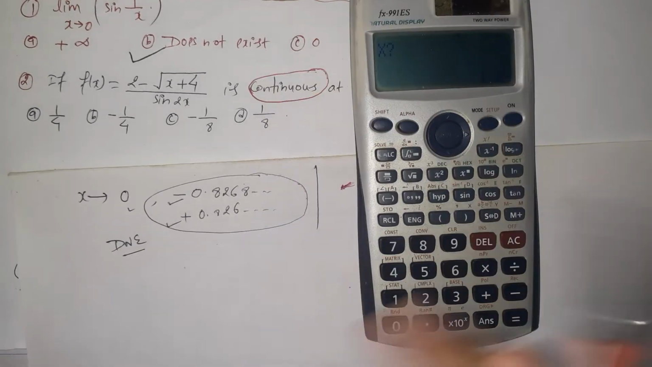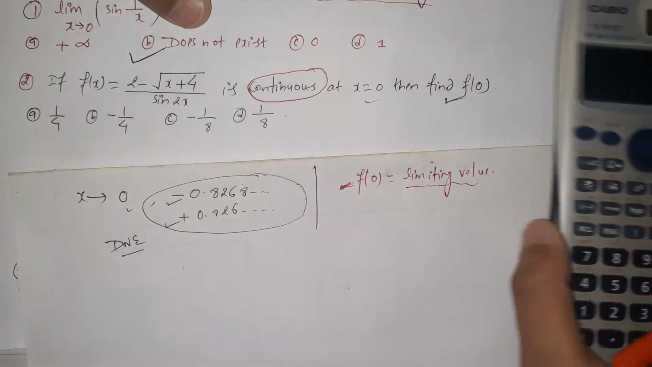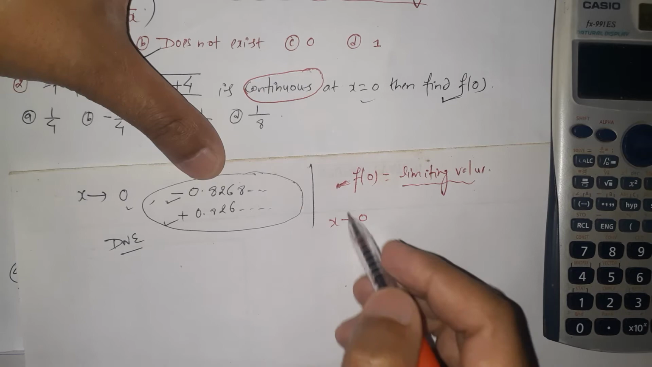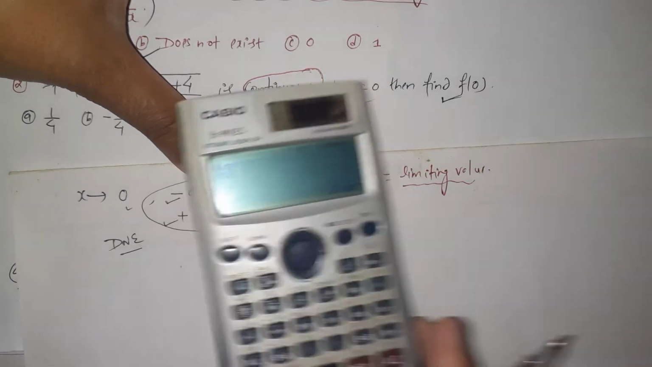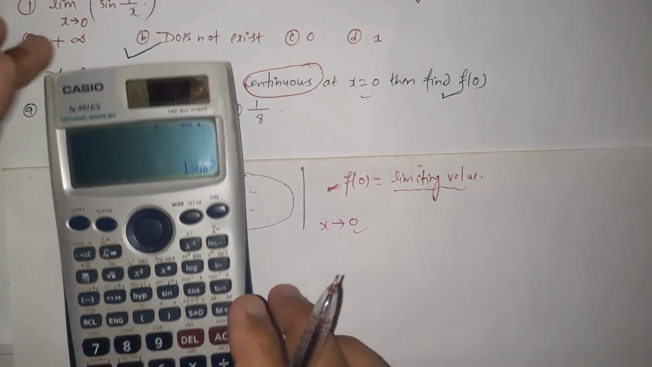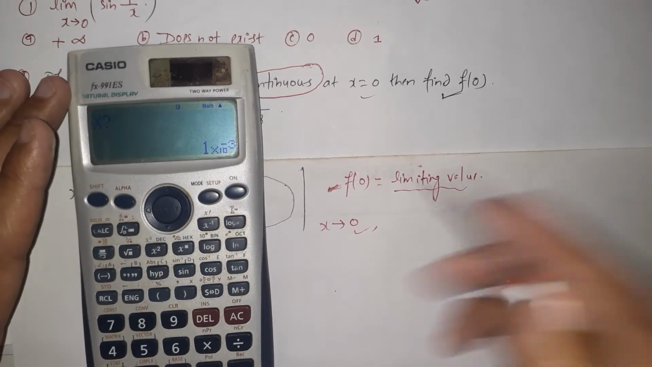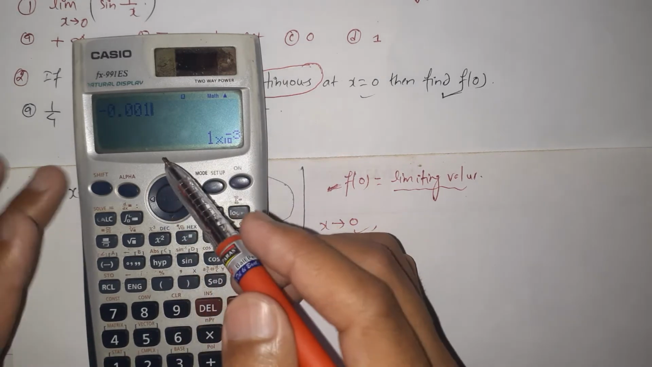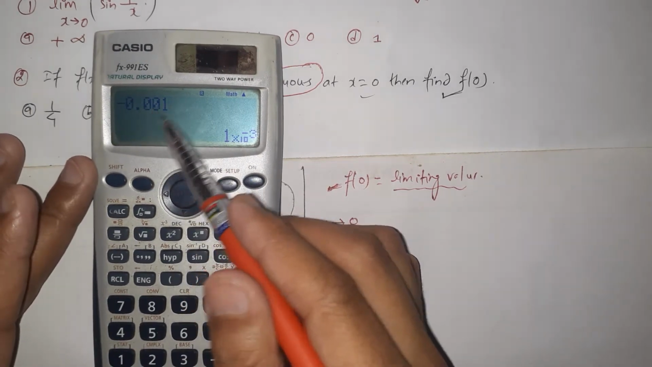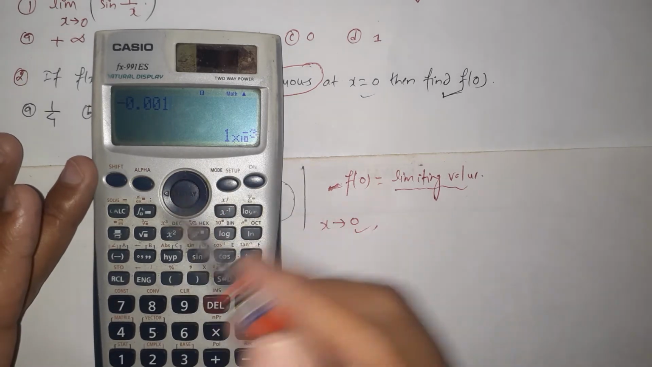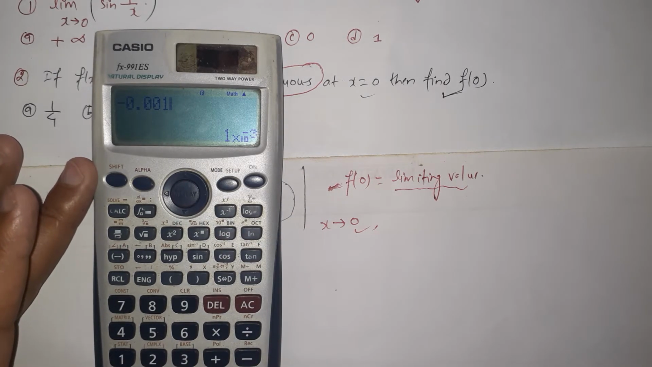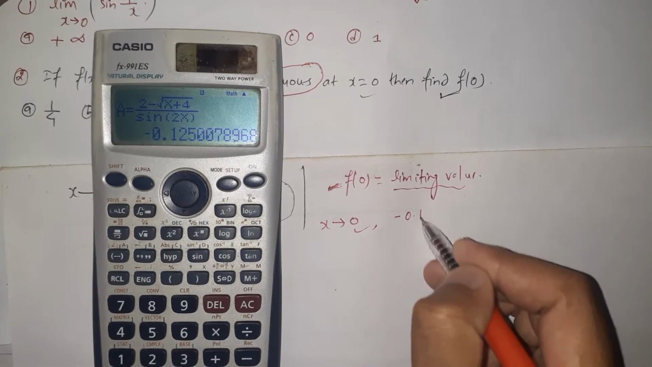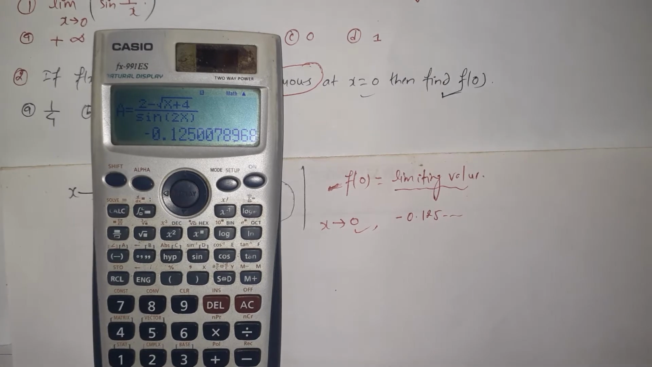After shifting the calc button, the input is needed here. The input is given according to the approaching value. Here x approaches 0. Let's keep the values of x very close to 0. First, let's approach from the left side. Let's keep negative 0.001, which is very close to 0 from the left side. Let's calculate its functional value. The functional value is negative 0.125 and so on.